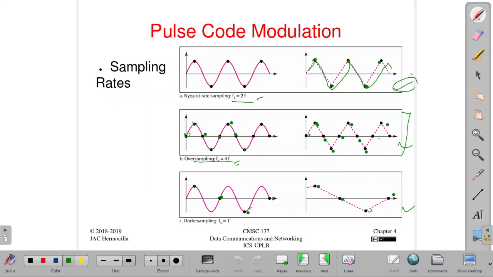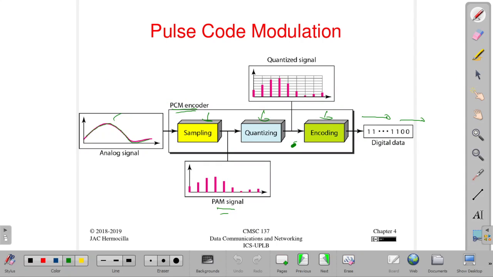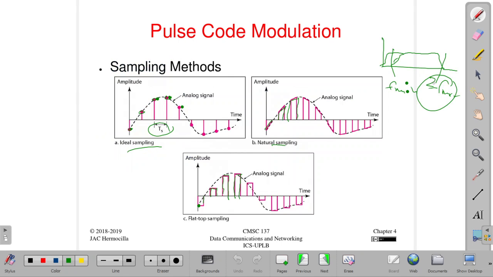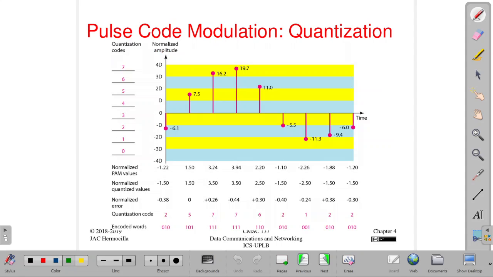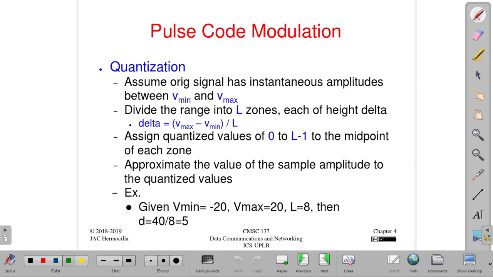So that is sampling. So that's the first step. So the result of that is the PAM signal. So the next step is quantizing, or quantization.